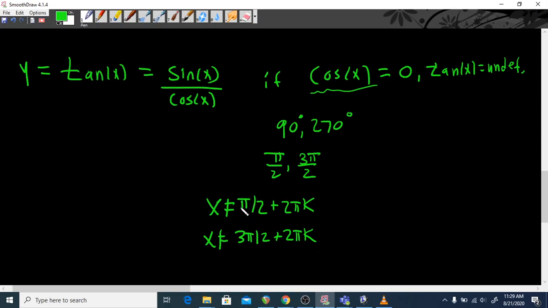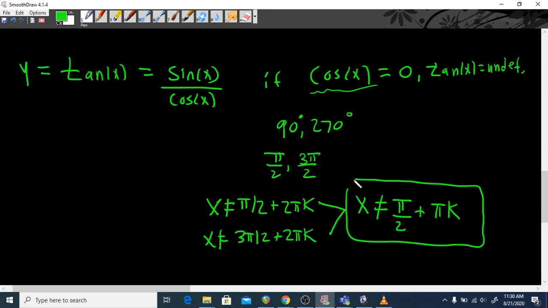And realize that if you take pi over 2 and add pi, you get 3 pi over 2. So these can be combined in the following way. x cannot equal pi over 2 plus any multiple of pi, not 2 pi. Because if you add pi to pi over 2, you get 3 pi over 2. And then if you add pi again, you're back to 5 pi over 2, which is the same thing as pi over 2 as far as angles are concerned. Okay, so as long as x is none of these, then your tangent is continuous.